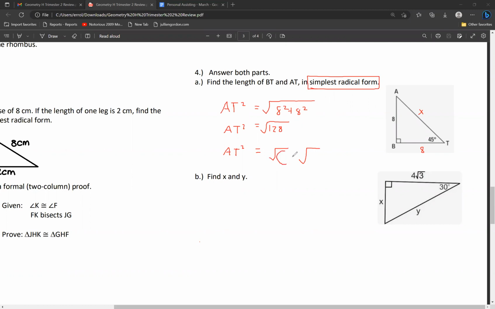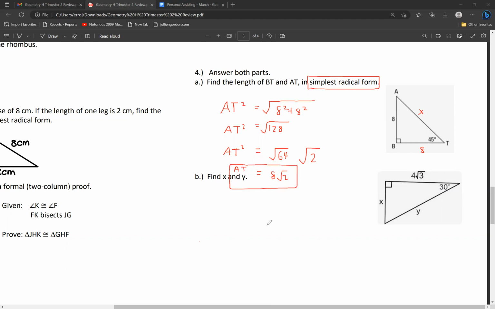How do we want to break it into two radicals? What are those two radicals? 64 and what's this one? What's 128 divided by 64? 2. So yeah, you're right. 8 root 2. But how did you get that? How did you know that right off the top?